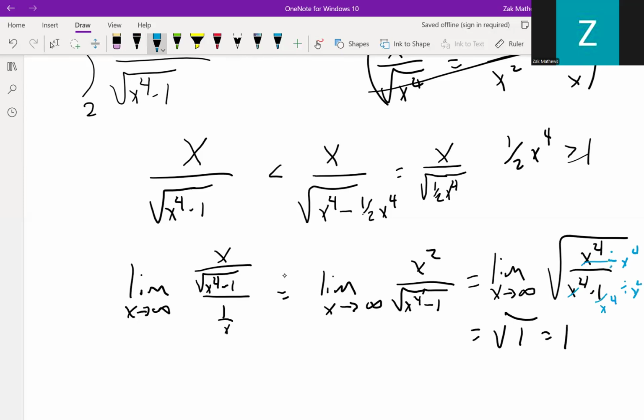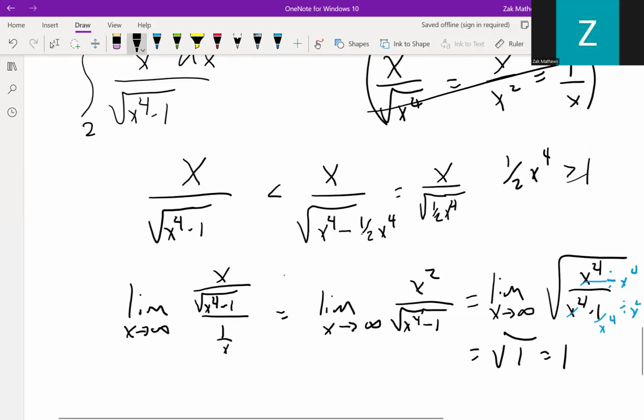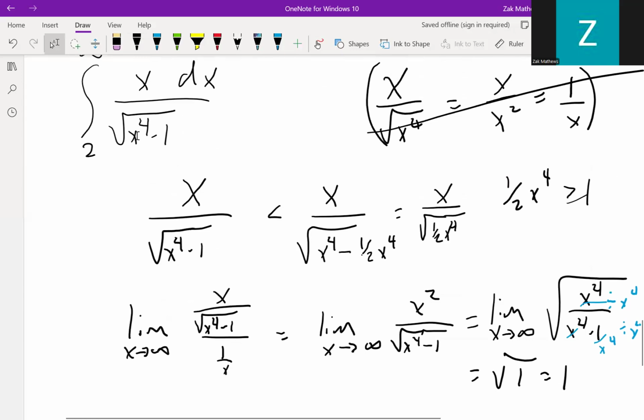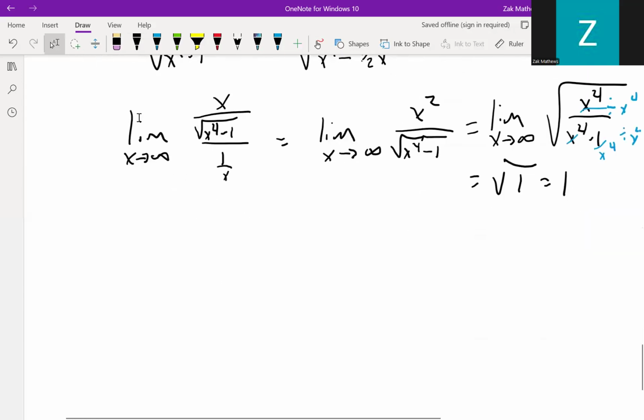That's where I'm getting that 1 from. So because I'm getting 1 for my limit, that tells me the limit comparison test is in play. I should also point out 1 over x and x over the square root of x to the 4th minus 1, they are both positive. So the conditions for the limit comparison test have been met.